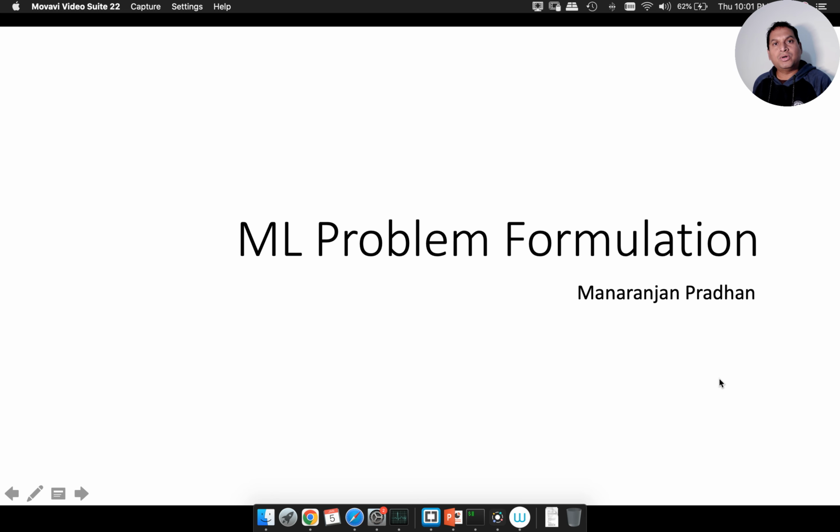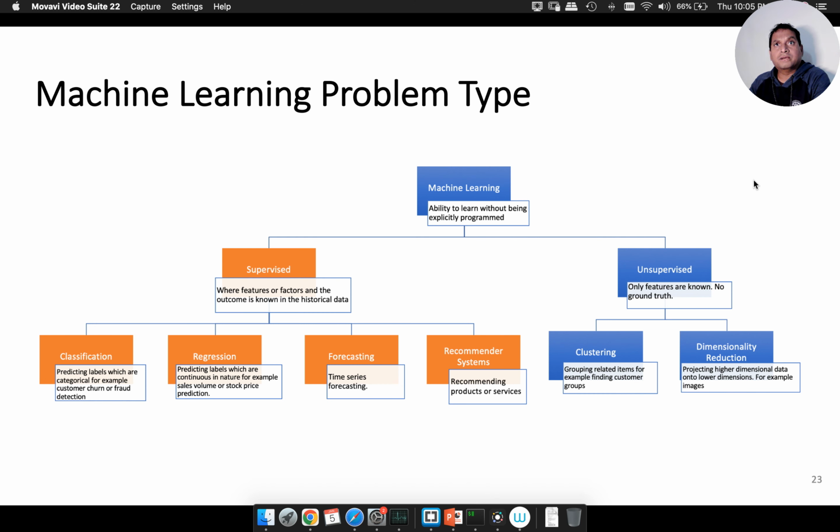In this video, we'll discuss important aspects of machine learning problem formulation. The first step in defining a machine learning problem is to identify the problem type. This helps us streamline our thought process, helps us identify the key algorithms to choose from, the key metrics to measure the performance of the models, and provides a methodology in the model development and selection process.